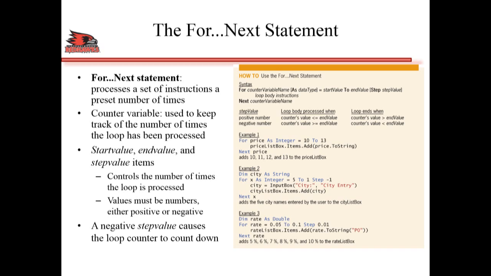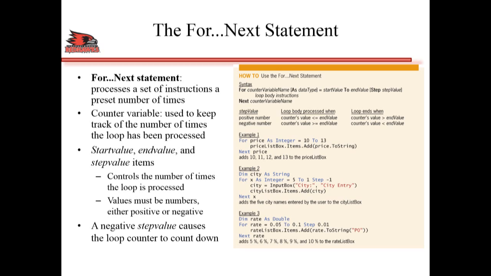The second example, we have a variable called city, which is a string, and then we have the for next loop where the variable x will count down from 5 to 1 with the steps of -1. So it'll go 5, 4, 3, 2, 1, and each time we'll open up an input box where the user will type the name of any city, and we'll have a list box which will display all the city names input by the user.